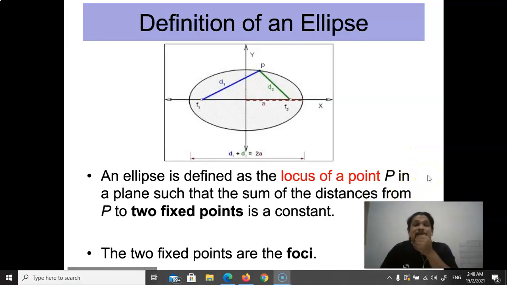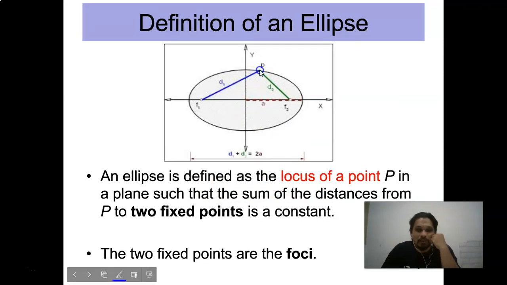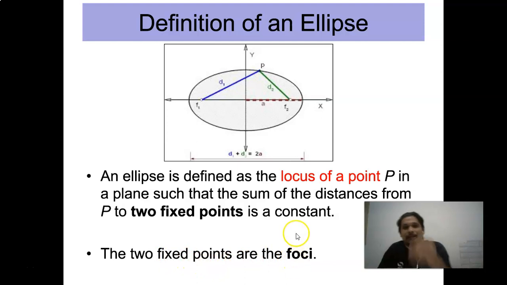So this is a picture of an ellipse. It looks like a rugby ball. Okay, an ellipse is defined as the locus of a point P in a plane such that the sum of the distances from P to two fixed points is a constant. The two fixed points are the foci.